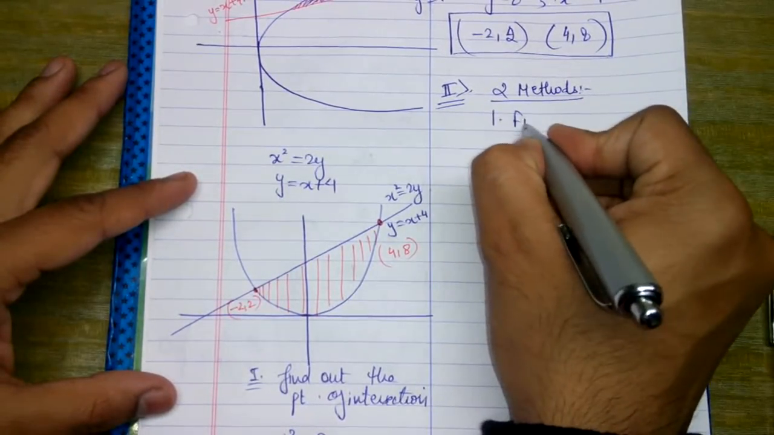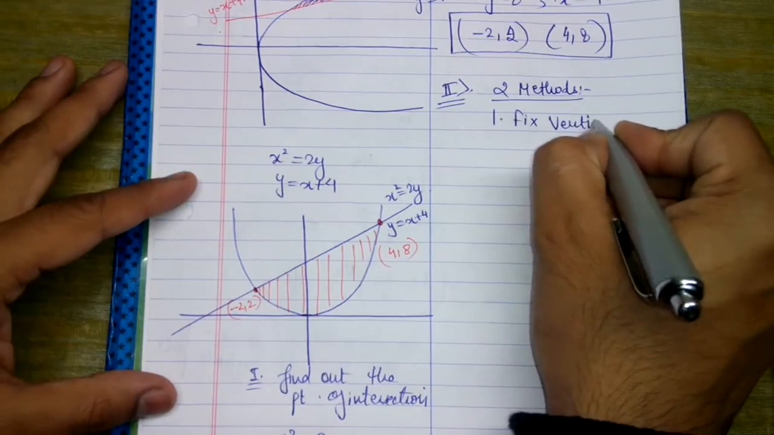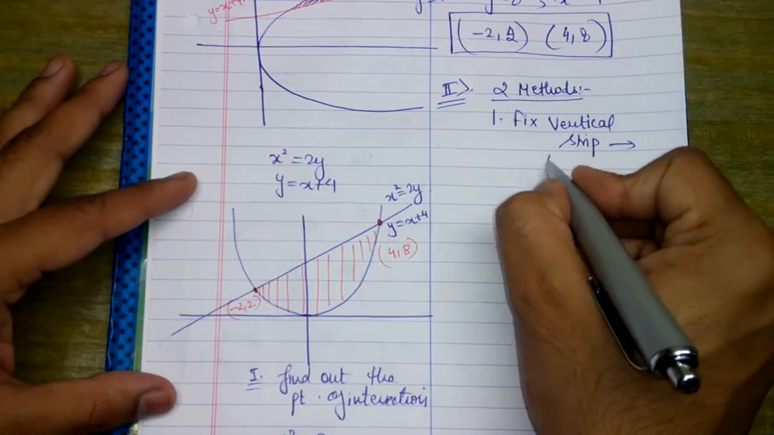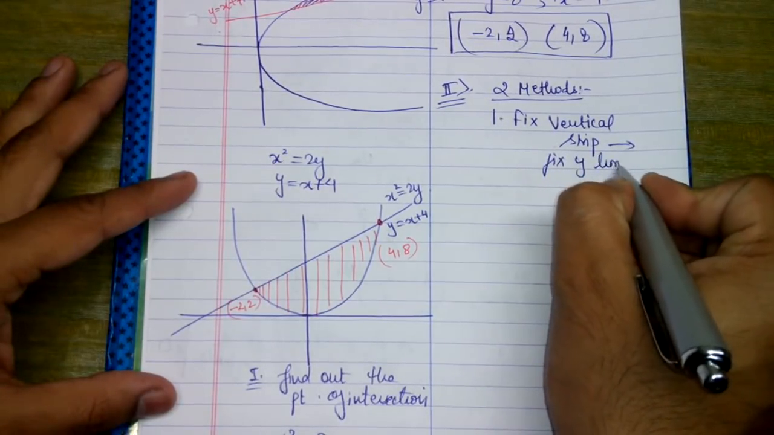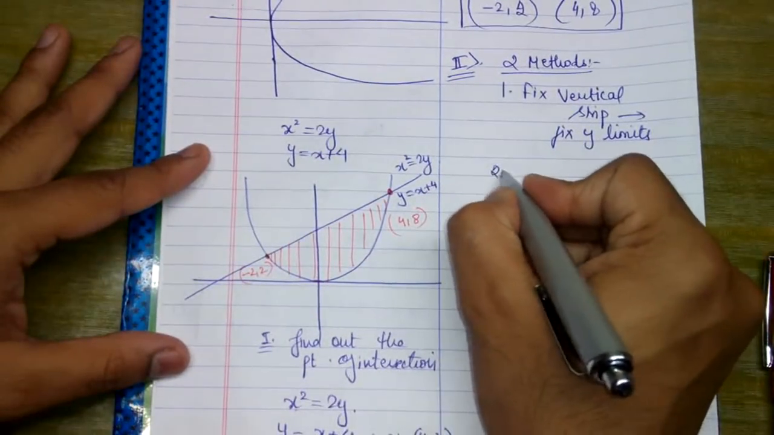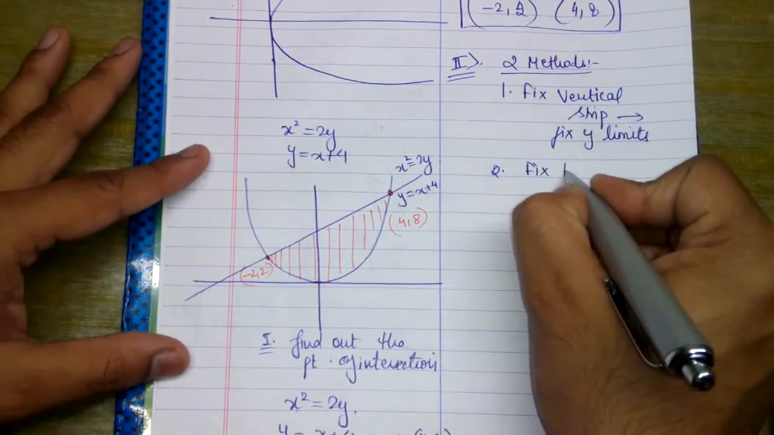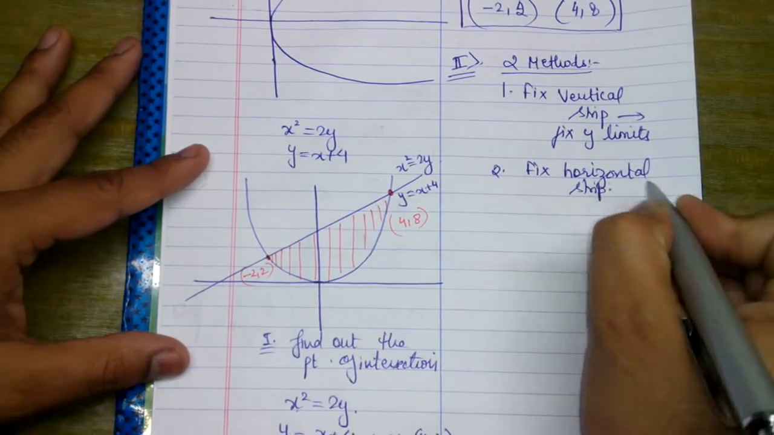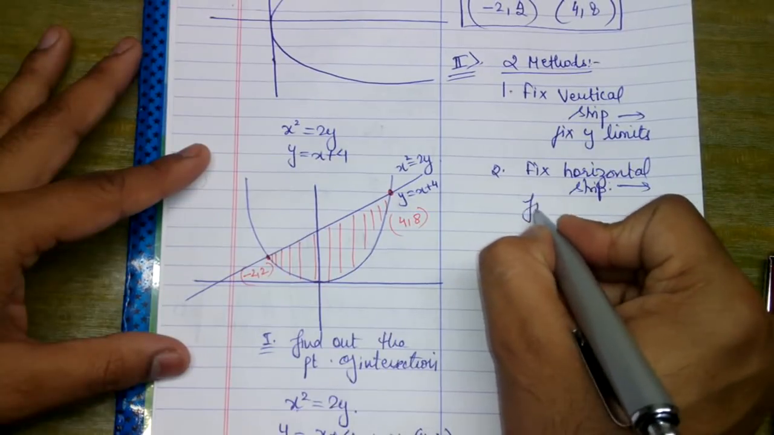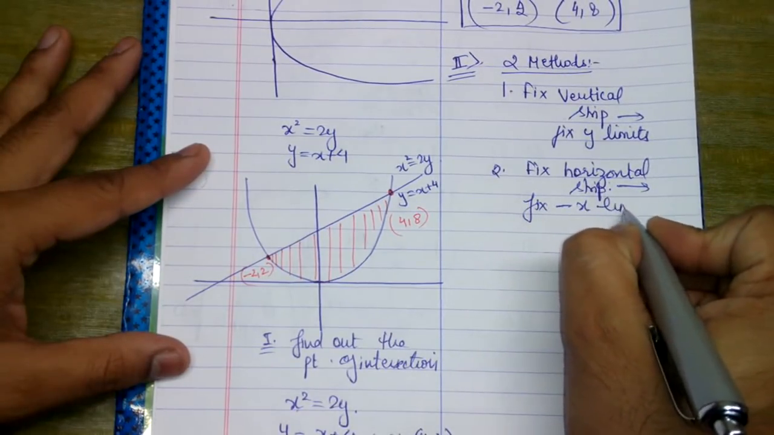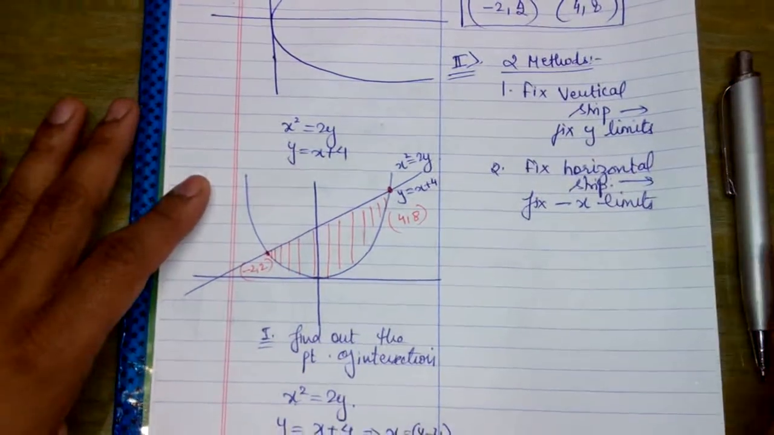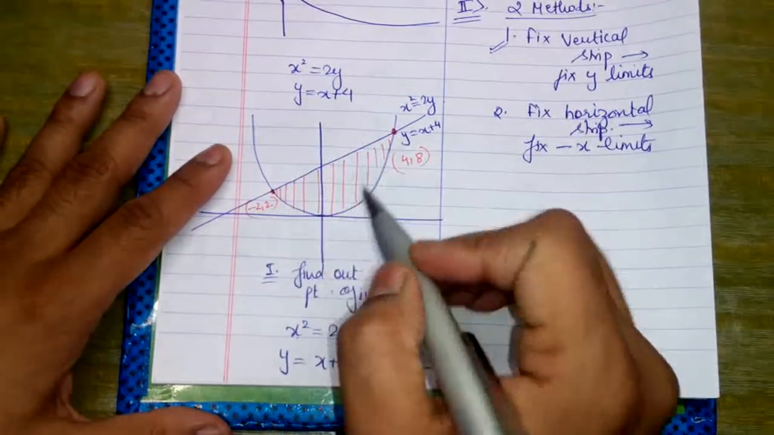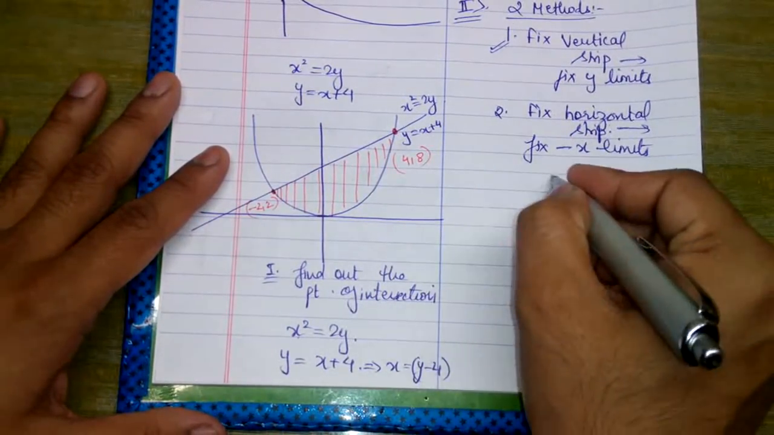The first method is, we will fix a vertical strip, and corresponding to the vertical strip, we will fix the y limits. Or we can fix a horizontal strip, and corresponding to the horizontal strip, we can fix the x limits. So let us take the first method for this case, that is, we are going to fix a vertical strip. I will redraw the diagram.